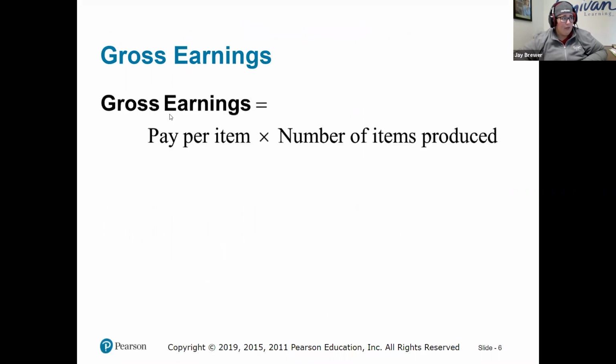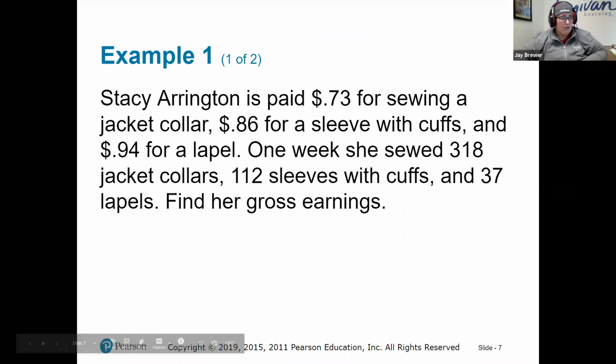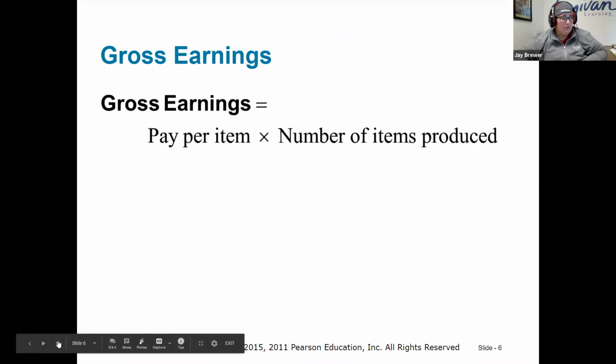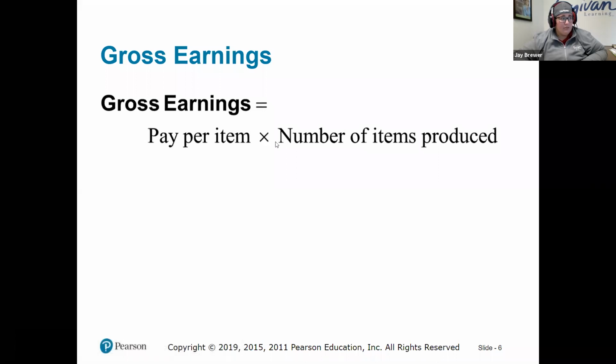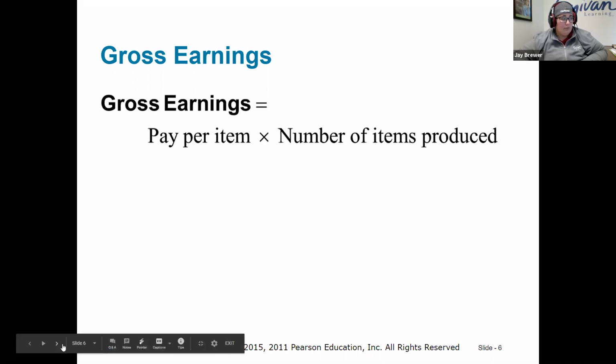Okay. Gross earnings: pay per item times the number of items produced. So if you produce 250 items and you're paid, I don't know, 10 cents per item or something like that, then you made whatever you made. All right.